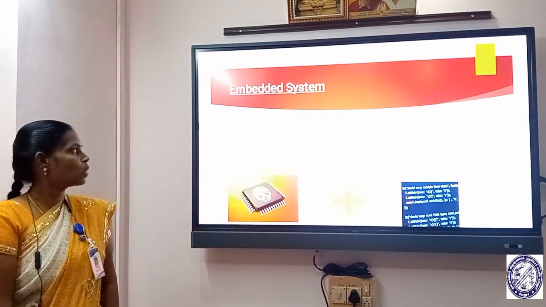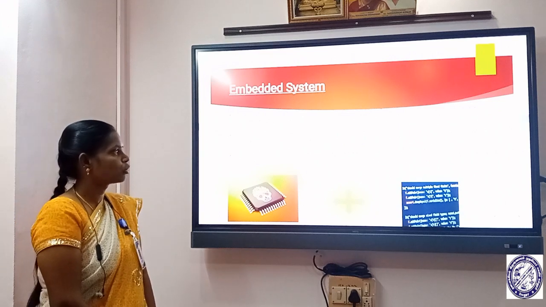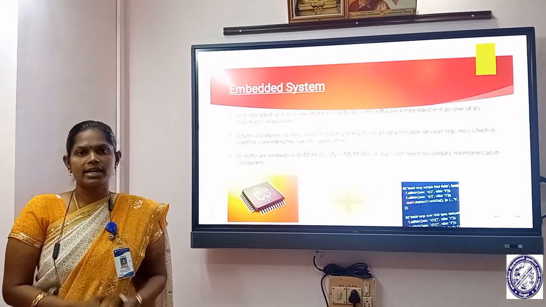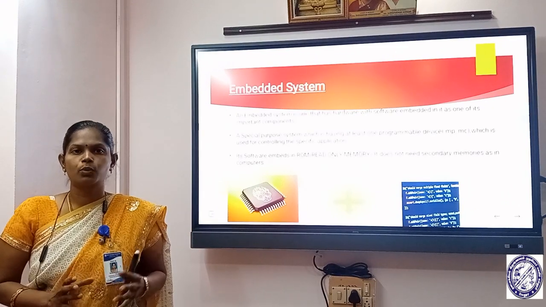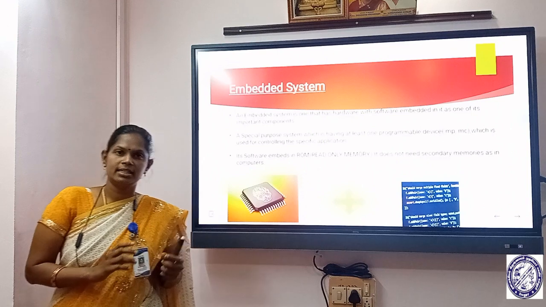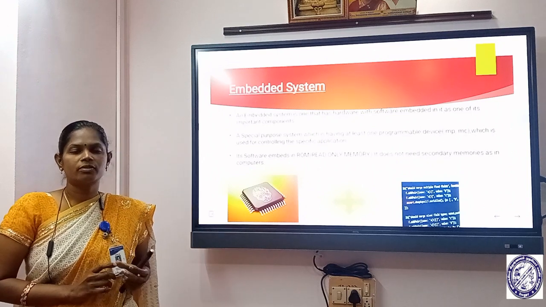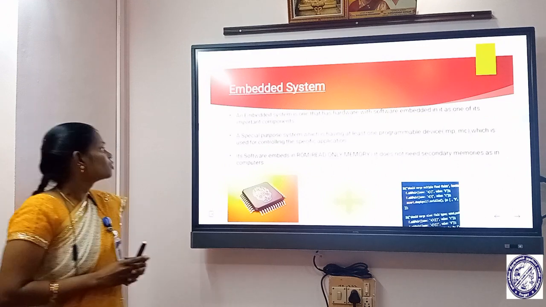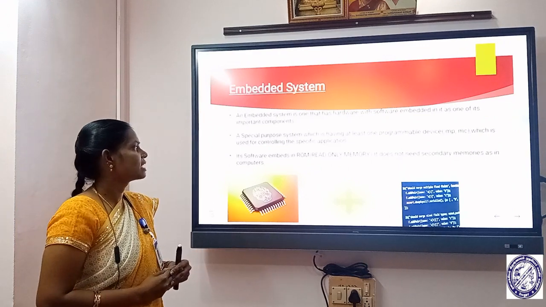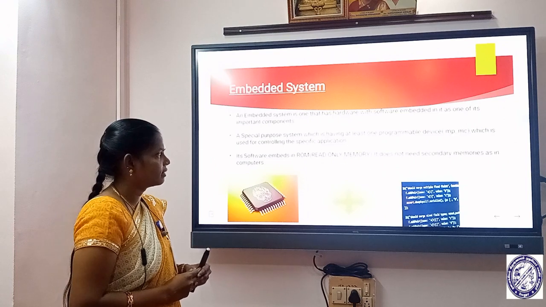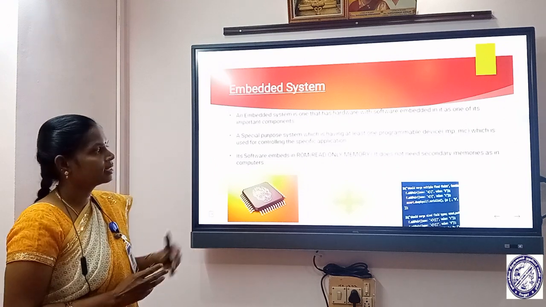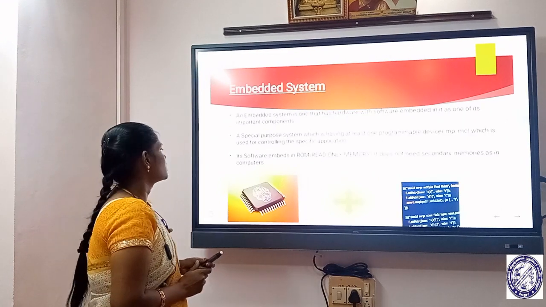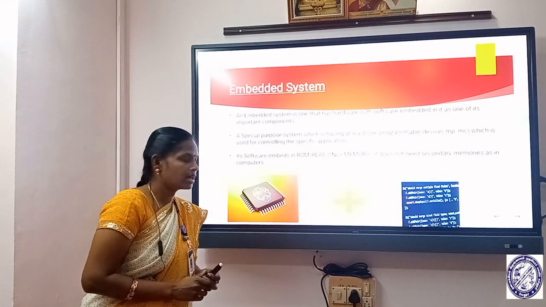An embedded system is one that has hardware with software embedded in it as one of its important components. So in an embedded device, the major components are the hardware and the software. The hardware is combined with the processor and that software. It is a special purpose system which has at least one programmable device, MP or MC. Here MP stands for microprocessor and MC stands for microcontroller, which is used for controlling specific applications.